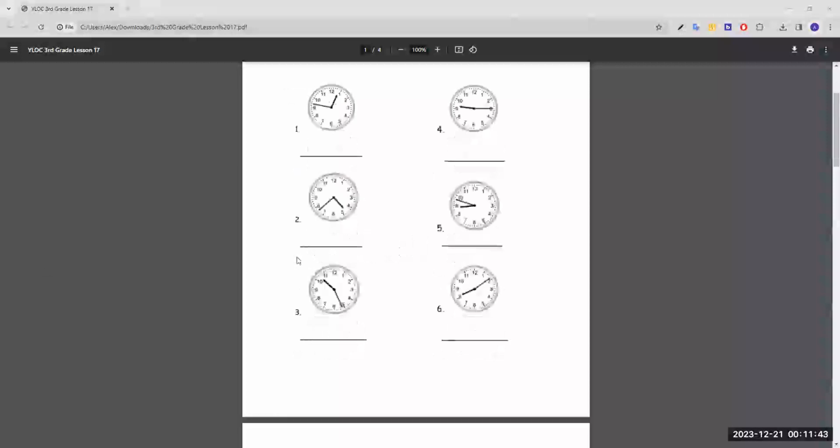Number 3, we can see here that the shorter arrow is between 10 and 11. So the hour is 10. The longer arrow is after 5. So 5 times 5 is 25. Plus, it's pointing to the tick after the 5-minute mark. So one tick is 1 more minute, which is 10:26.